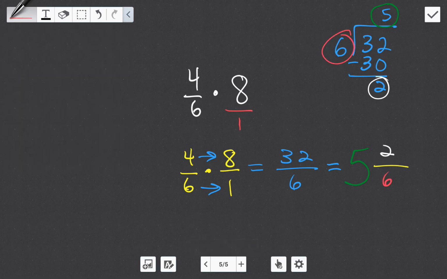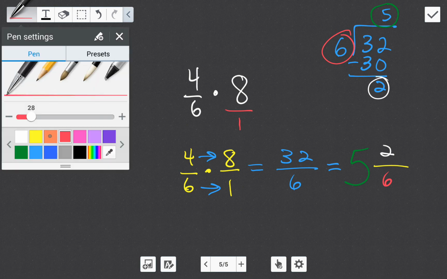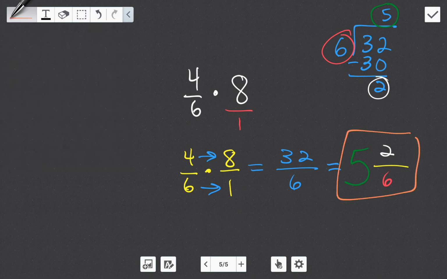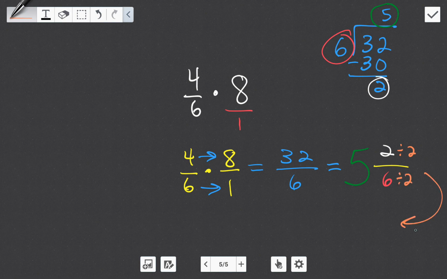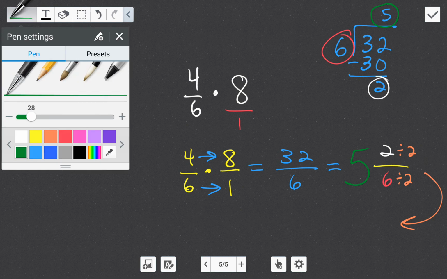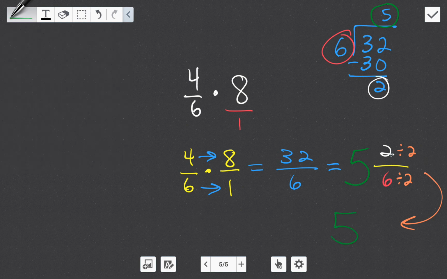Now, the only thing we have to be careful here with is making sure that the whole thing is in simplest form. So if you can think of a number greater than 1 that goes into both 2 and 6, we have to simplify. And I can think of a number greater than 1, and that is going to be 2. So we divide the top and the bottom by the greatest common factor, and we end up with an answer of, don't forget your whole number, 5, and 2 divided by 2 is 1, 6 divided by 2 is 3. So this is our answer for this problem.